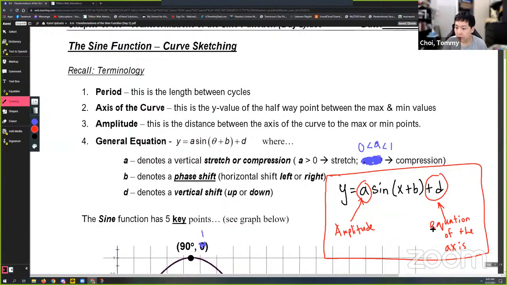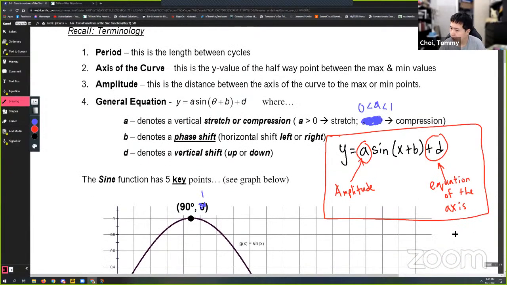This is super important. The A value of your sinusoidal function is literally the amplitude. And the D value is literally the equation of the axis. Nothing changes. Whatever value you see there is exactly the value you want to use. So let's dive into it, let's figure out how that works and how we can graph it quicker.